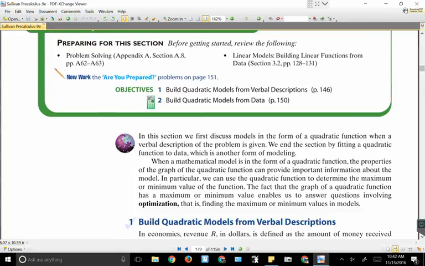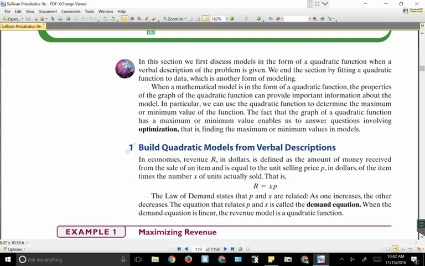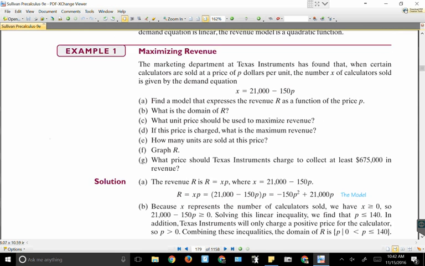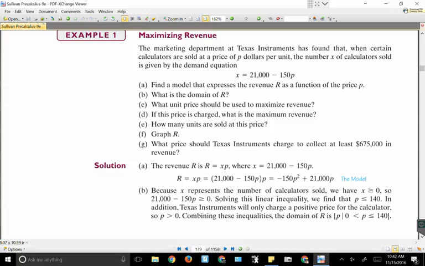Okay. See, the thing is, what we're looking for here is a maximum or minimum, an optimization. Maximum revenue. Now it says the marketing department at TI has found that when certain calculators are sold at a price, the number X of calculators sold is given by the demand. Find a model that represents the revenue as a function of price P.